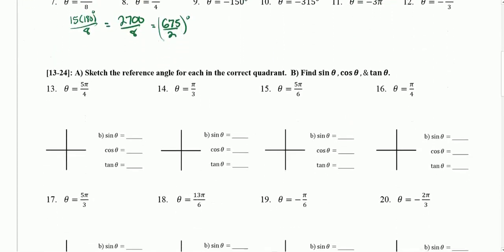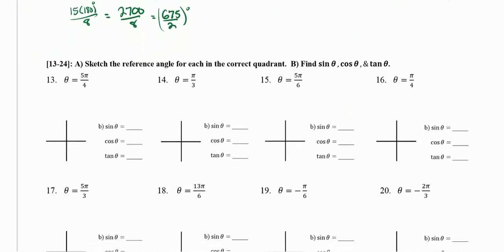Let's look at the next set of problems, 13 to 24. We're asked to sketch the reference angle for each in the correct quadrant, and then find the sine, cosine, and tangent of each angle. And so to do this, we're looking at 5 pi over 4. Here's 0 radians. We're moving counterclockwise around, and here's pi radians. And I'm working with 5 pi over 4, which is a fraction.